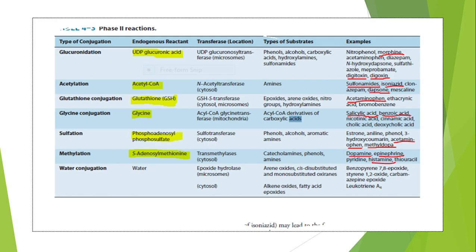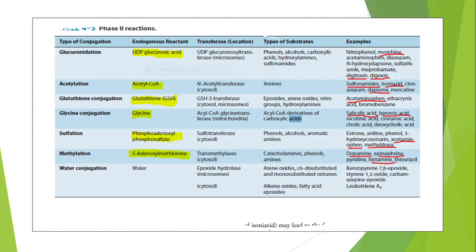In glucuronidation, the endogenous reactant is UDP glucuronic acid, and the transferase, UDP glucuronyl transferase, is located in microsomes. Types of substrates: phenols, alcohols, carboxylic acids, hydroxylamines, sulfonamides. Examples of drugs under glucuronidation are nitrophenol, morphine, acetaminophen, diazepam, N-hydroxydapsone, sulfathiazole, meprobamate, digitoxin.